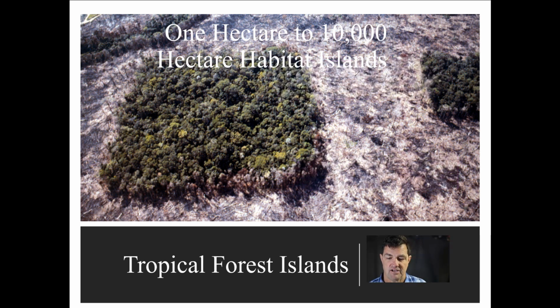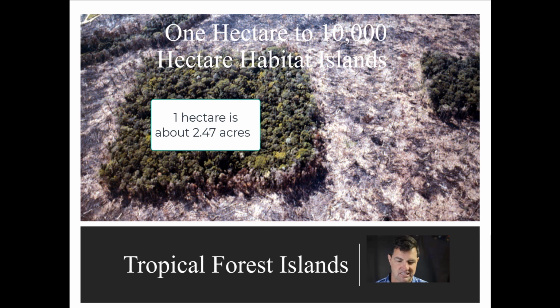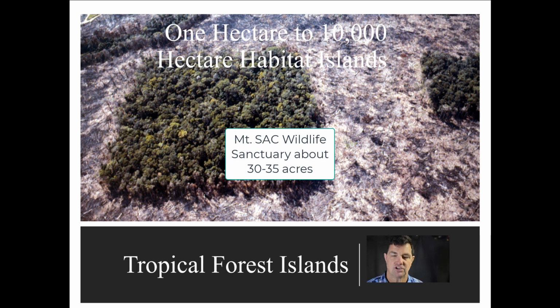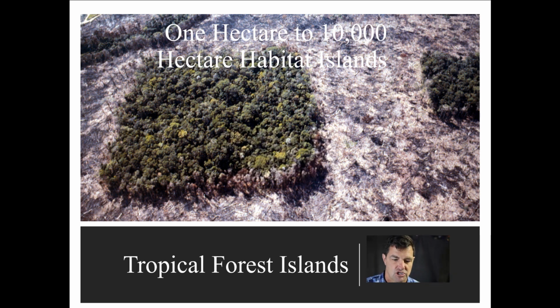The ranges of island size in this particular study were 1 hectare, which is about 2.47 acres, to 10,000 hectares. And he found some surprising things in the study. By the way, for reference, the Mount San Antonio College Wildlife Sanctuary, if you've been there, total area is around 30 to 35 acres, just to give you a perspective. So using the species area curve, he found the extinction rates were actually higher on the small islands than was predicted by the species area curve.